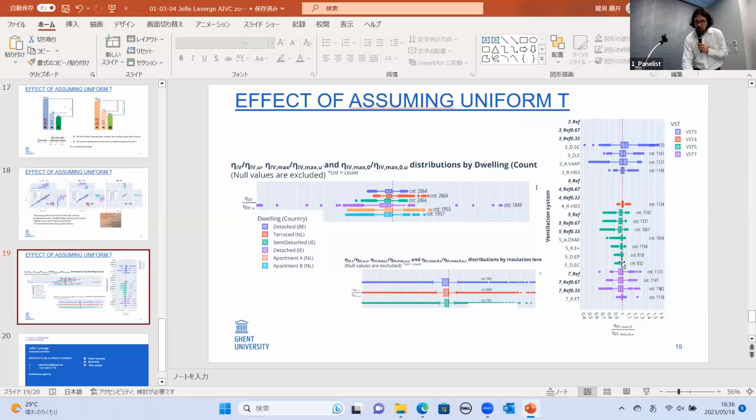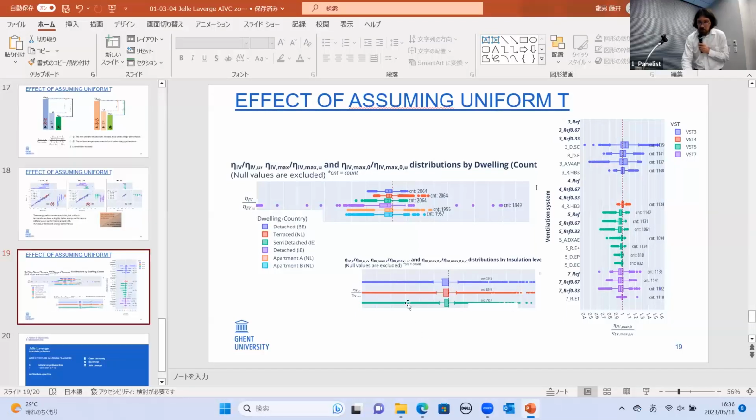For systems that only have heat recovery, the effect is slightly bigger. So you have worse performance of the ventilation system than in uniform conditions if there are non-uniform temperatures in the building. And this effect becomes bigger the lower the ventilation rate is compared to the total heat loss of the building, which is what you can see in these top 3 results here.